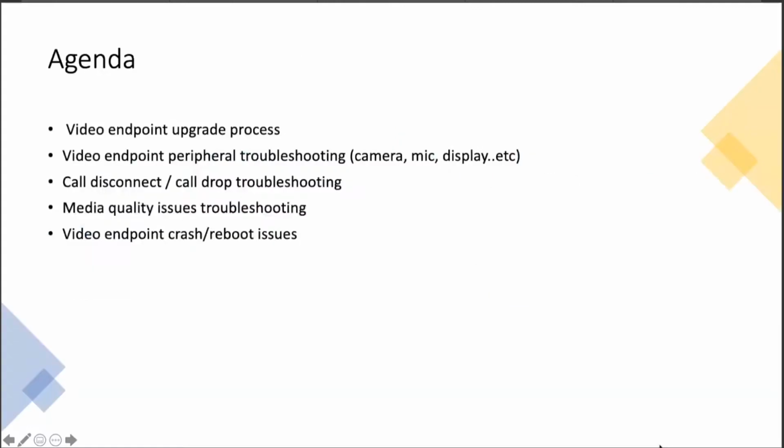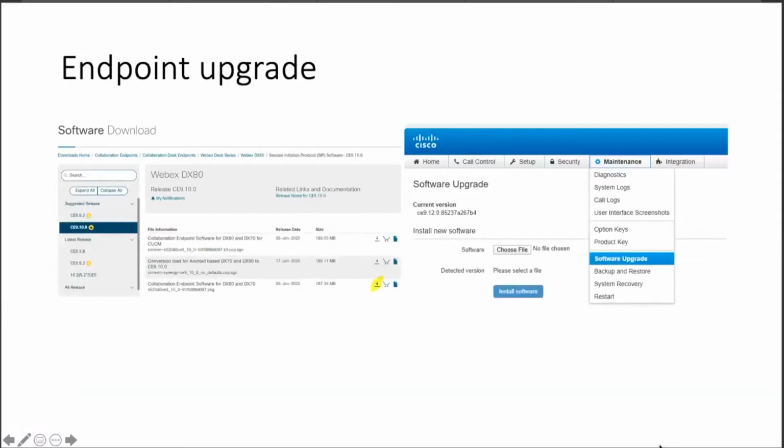The first thing we are going to talk about is the upgrade process, how we troubleshoot. So as you all know, when you perform an upgrade on a Cisco endpoint, you would require either logging into the web page of our device, which is our Cisco endpoint web page, or you will upgrade it from CUCM, or you will upgrade it from cloud.